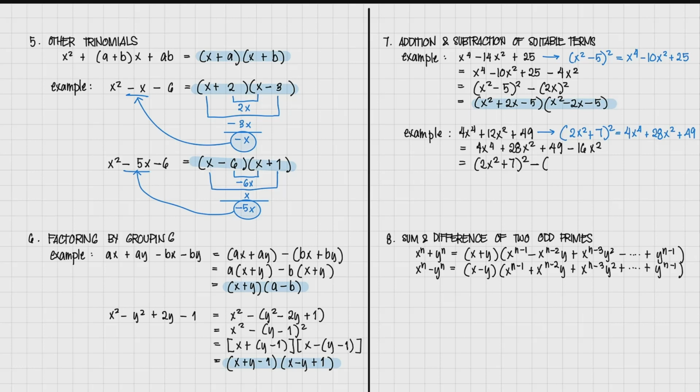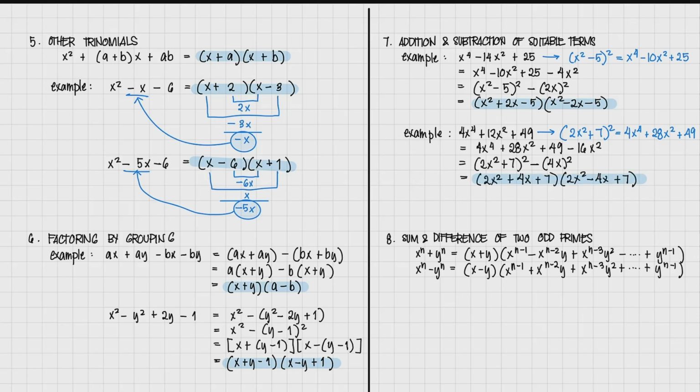Minus, so, simplify natin to 4x cubed. So, distribute lang natin to dito. We get 2x squared plus 4x plus 7 times 2x squared minus 4x plus 7. And there you go.